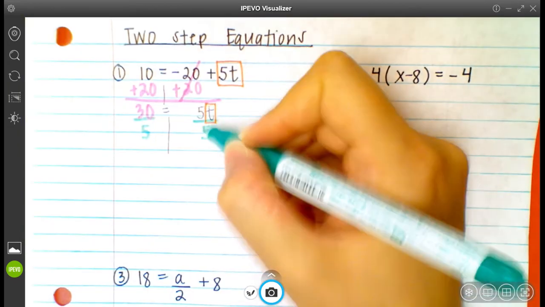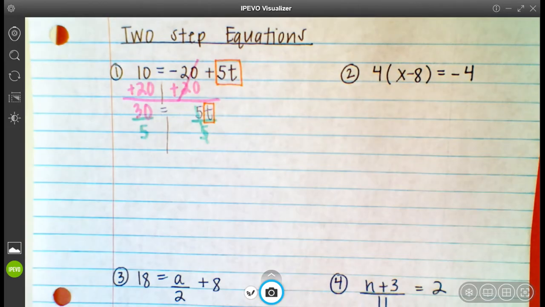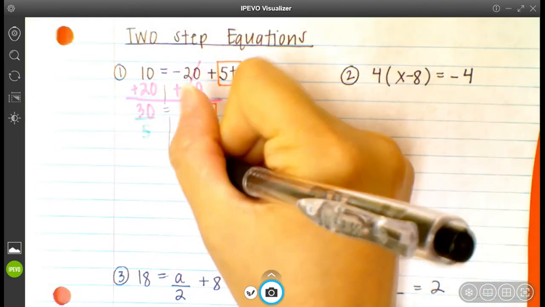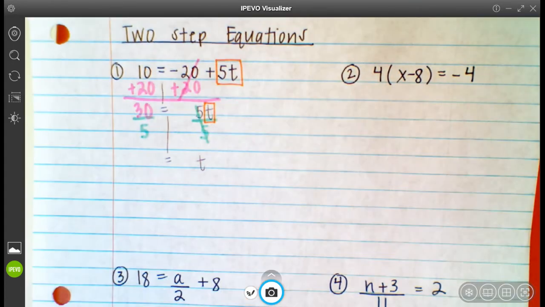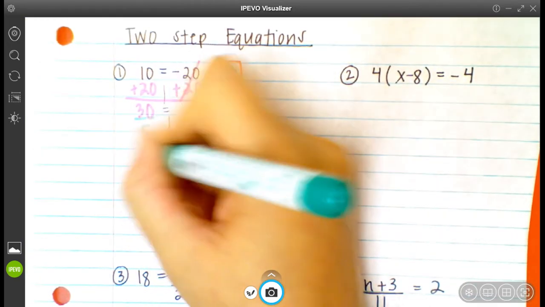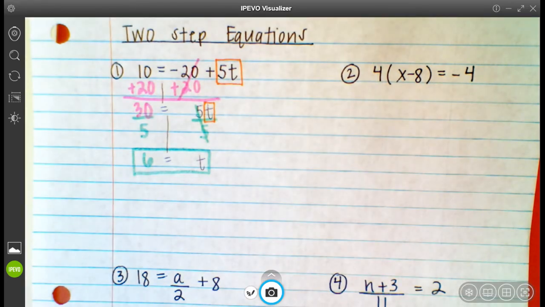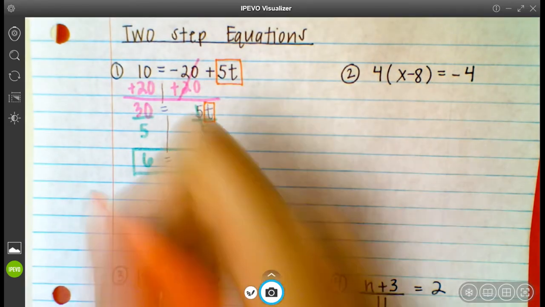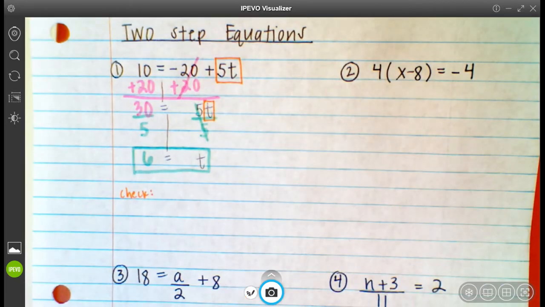So if I multiply by 5 and divide by 5, they undo each other as operations, leaving us with just t equals 30 divided by 5 ends up giving you 6. So t should equal 6. Now, if we wanted to do a quick check, we can to make sure that we're doing it properly in terms of what we get as our answer.